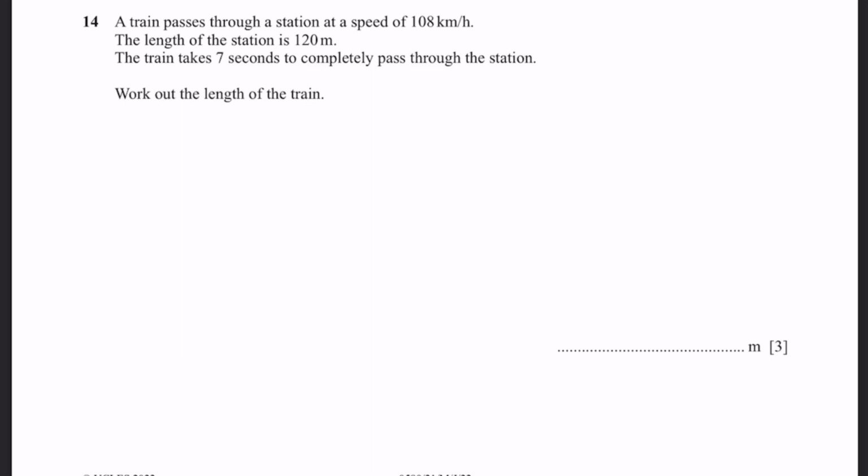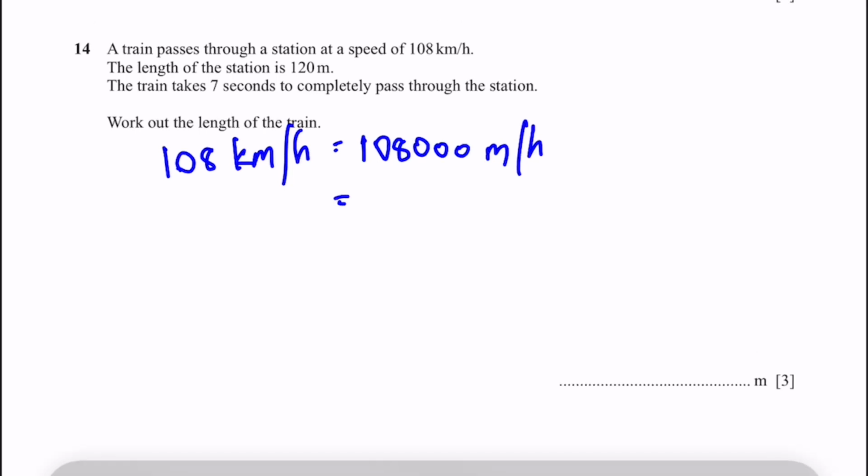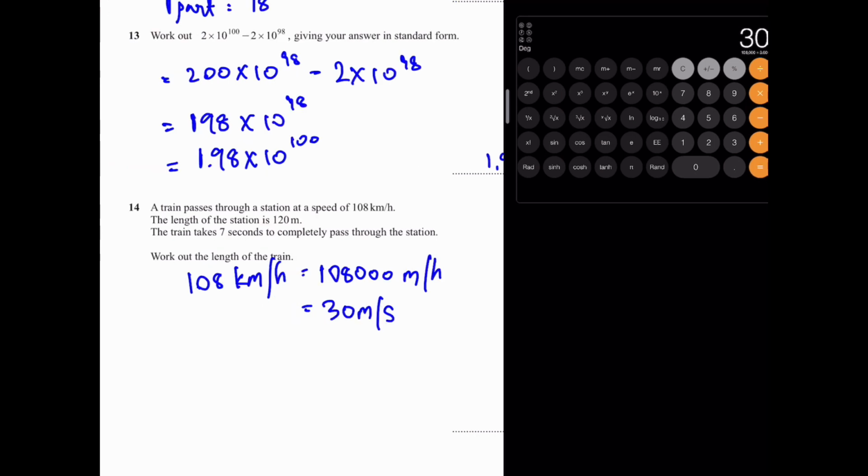First, let's convert 108 kilometers per hour into meters per second. So 108 kilometers an hour becomes how many meters an hour? 108,000 meters an hour. Now we can divide this by 3600, which is converting hours to seconds. 30 meters per second.